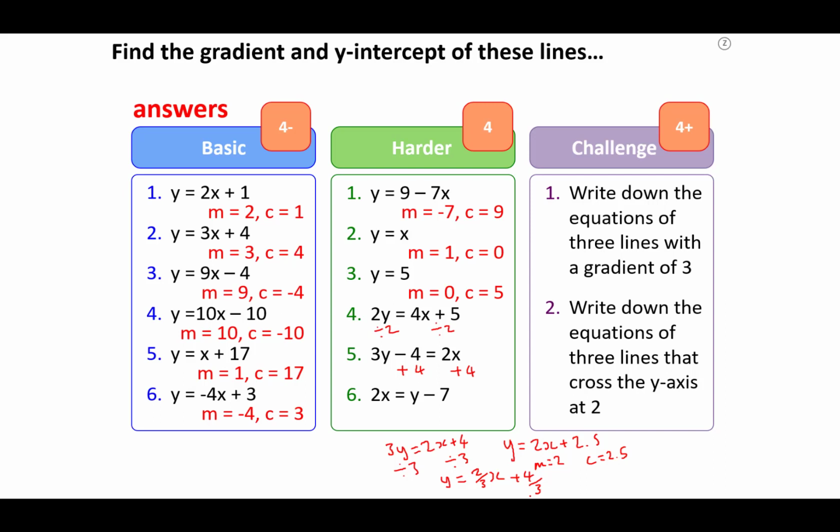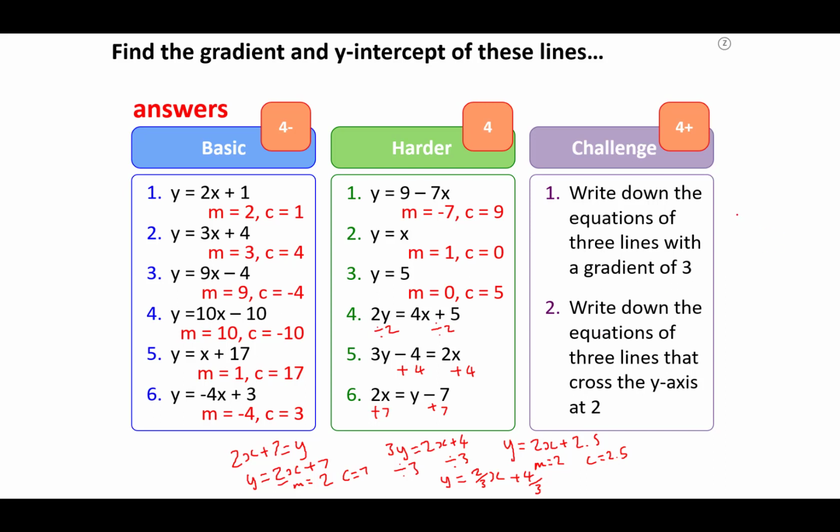Number 6, it's almost in that form, but we don't like this minus 7, so we plus 7 on both sides, do the inverse. So that will become 2x plus 7 equals y, which is the same as y equals 2x plus 7, just written the other way round. So m equals 2 here, c equals 7.